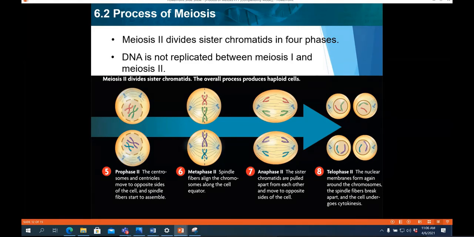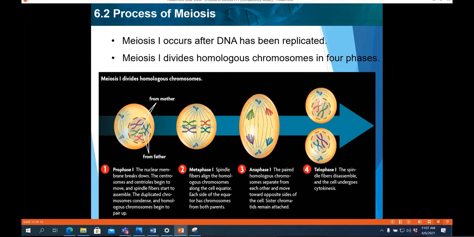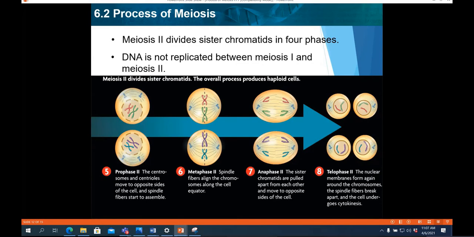And exactly like metaphase 1, the spindle fibers align the chromosomes along the cell equator in the center. And in anaphase 2, the sister chromatids are pulled apart from each other like this, and they move to opposite sides of the cell, dividing each cell again into 2 haploid cells. So exactly as it happened in meiosis 1, these steps happen in meiosis 2 again, dividing these 2 further into 4 haploid cells.